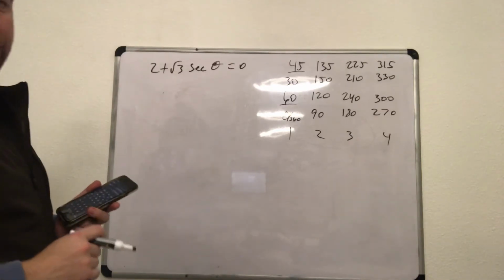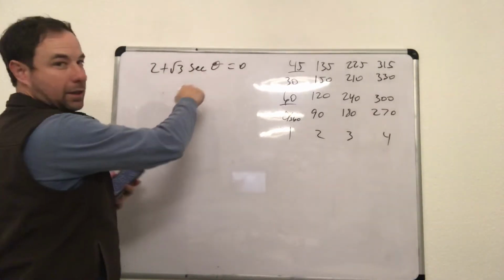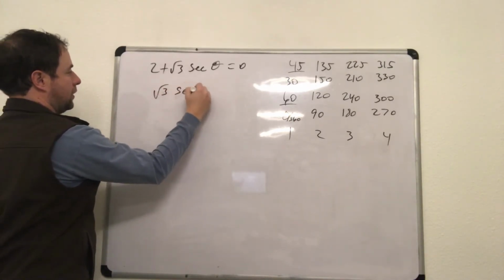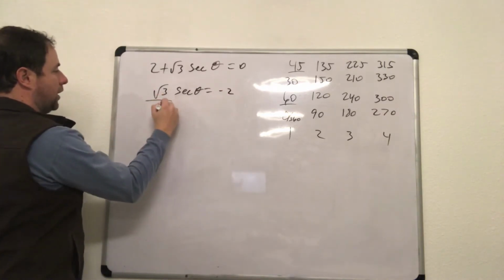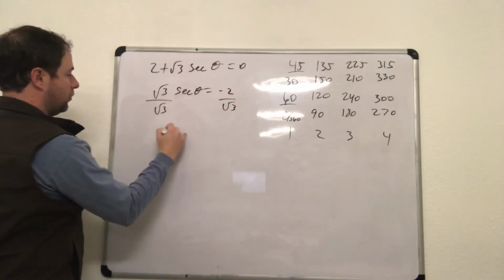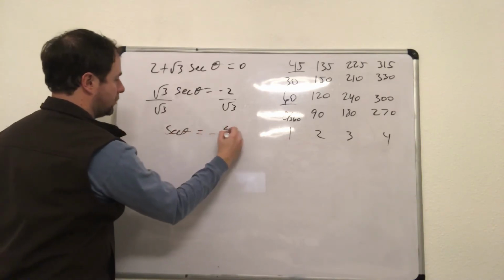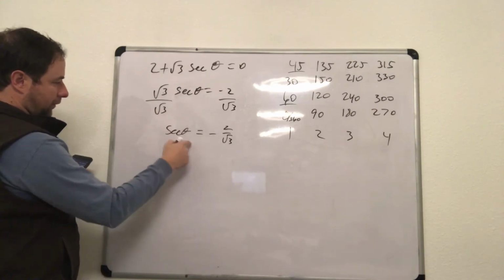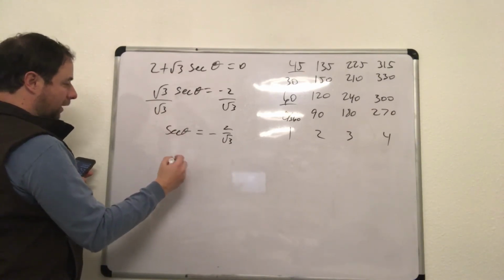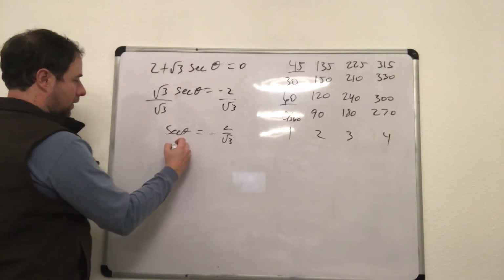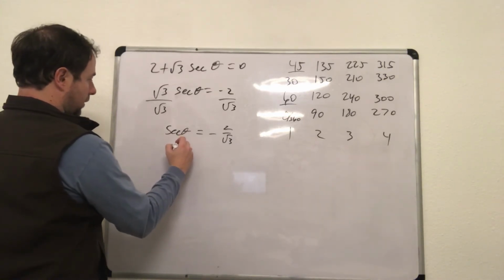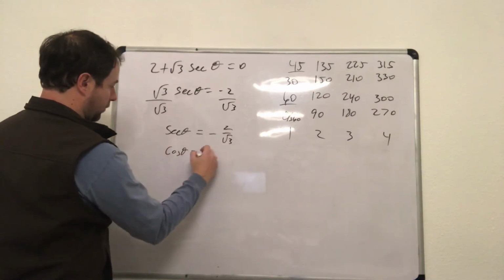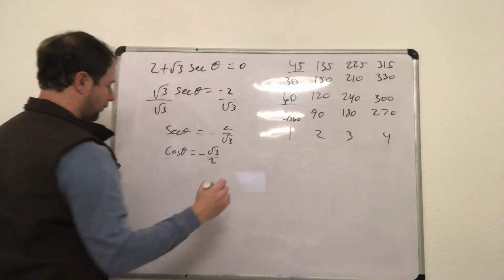Here's another example. It says 2 plus root 3 secant theta equals 0. Bring the 2 to the other side, you get root 3 secant theta equals negative 2. Divide both sides by root 3. You get secant theta equals negative 2 over root 3. You could flip these. Secant is 1 over cosine. And so you could just flip both and go cosine theta equals negative root 3 over 2.